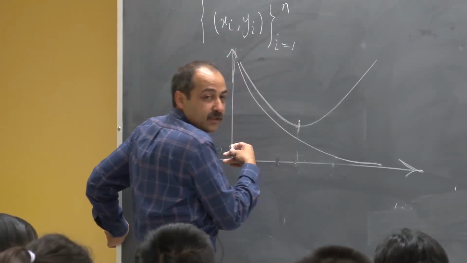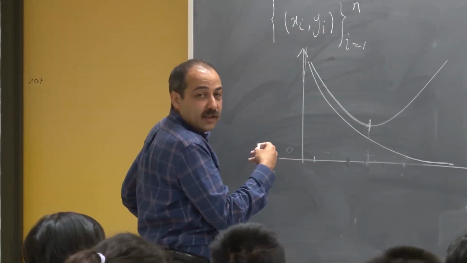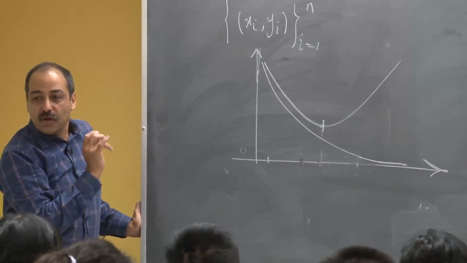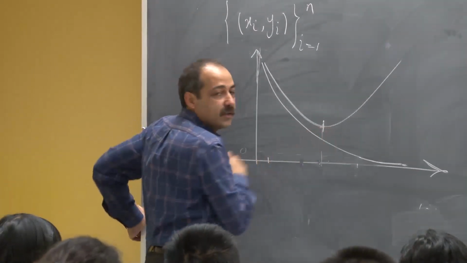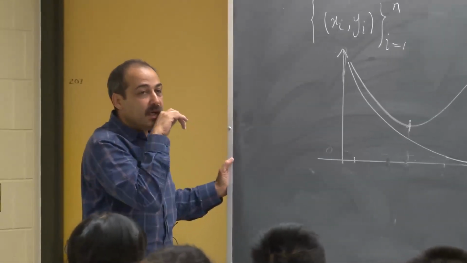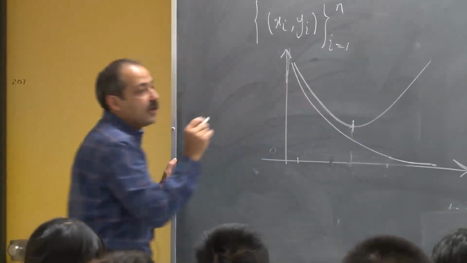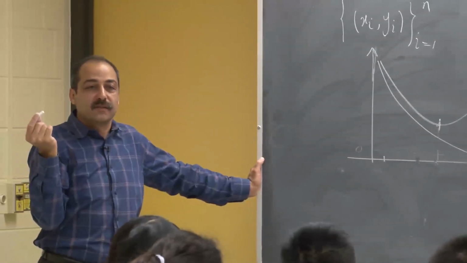Before this is underfitting. After this is overfitting. And we have to avoid overfitting. We have to avoid underfitting. Basically, we have to find the right model. This is called model selection. Okay?